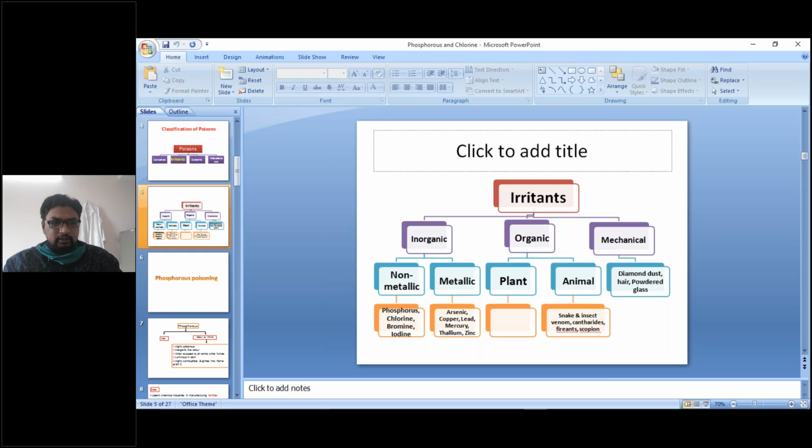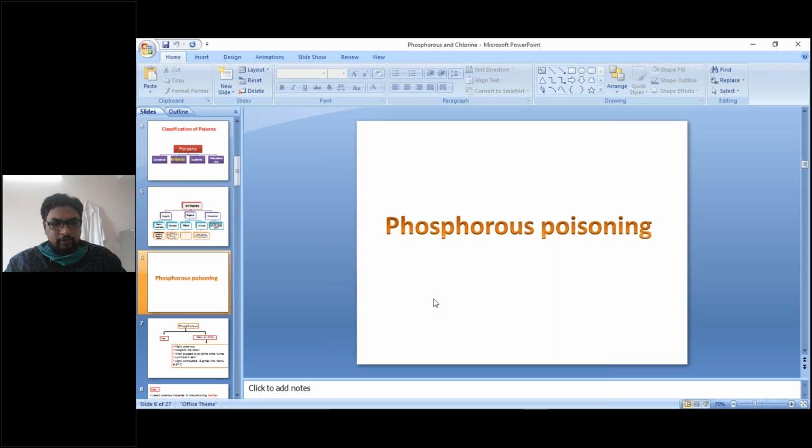So in non-metallic poisons, we have phosphorus as one example, and then chlorine, bromine, and iodine. Four examples are there in non-metallic inorganic irritants. So today we will look into phosphorus poisoning, and also, if time permits, a small topic like chlorine poison.